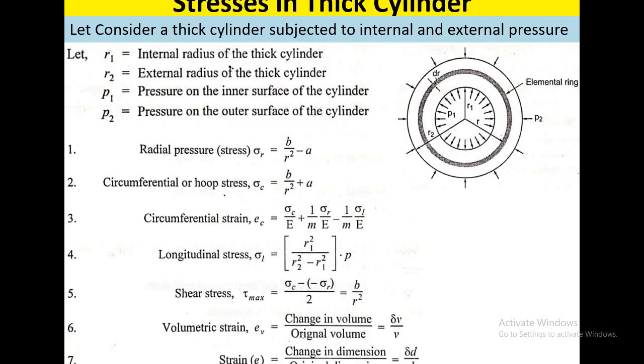So these are all the formulas we are going to use: the radial pressure formula, circumferential or hoop stress formula, circumferential strain formula, longitudinal stress formula, shear stress, volumetric strain, and strain formula for finding the stresses in the thick cylinder.